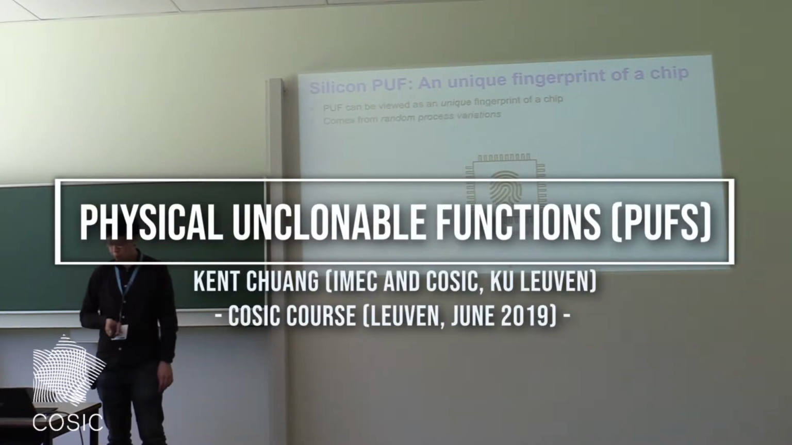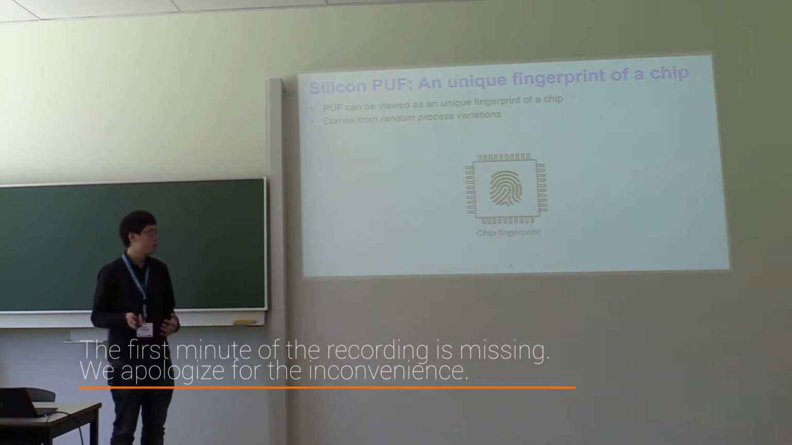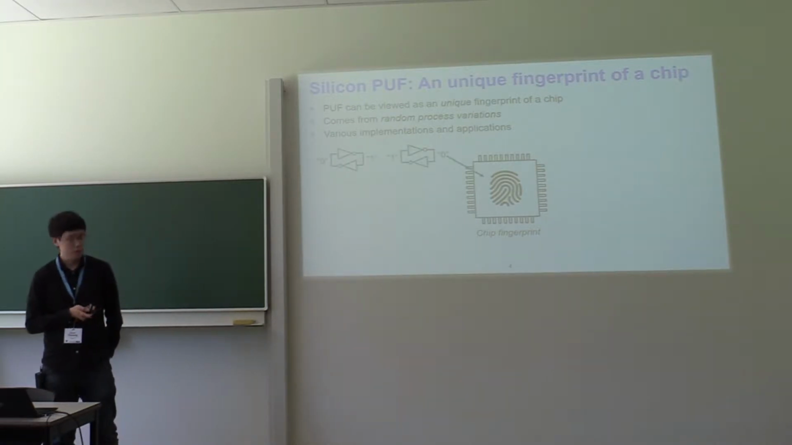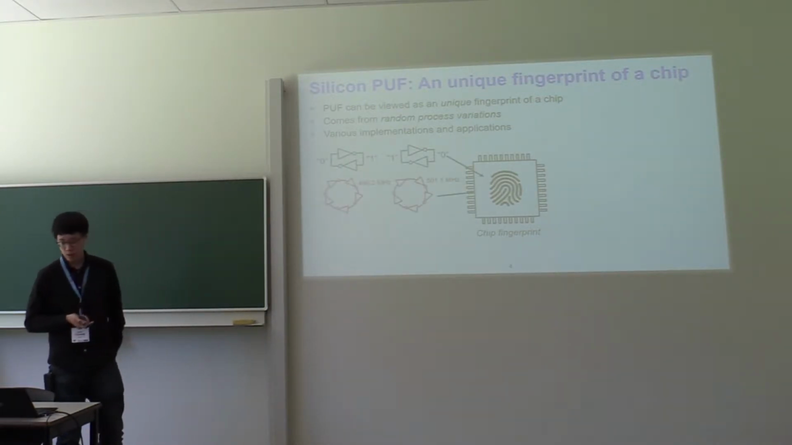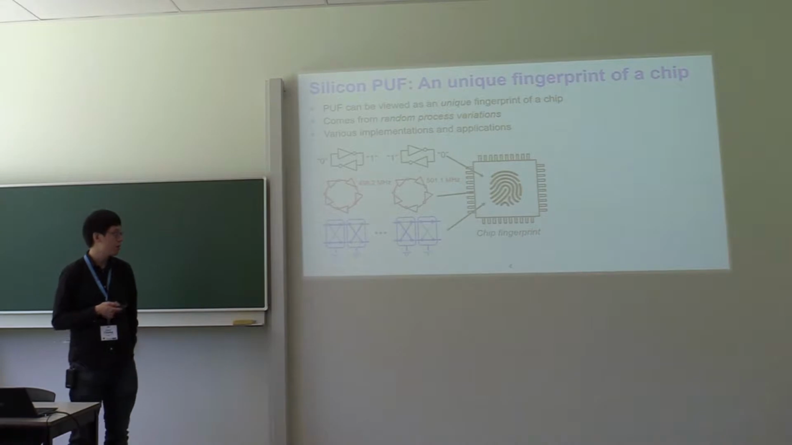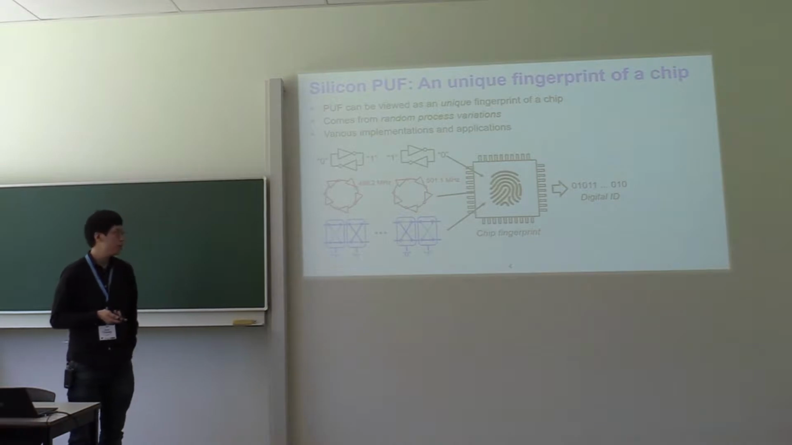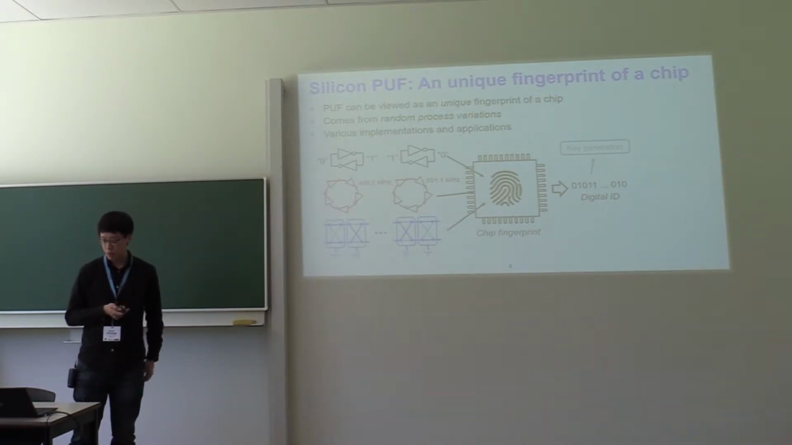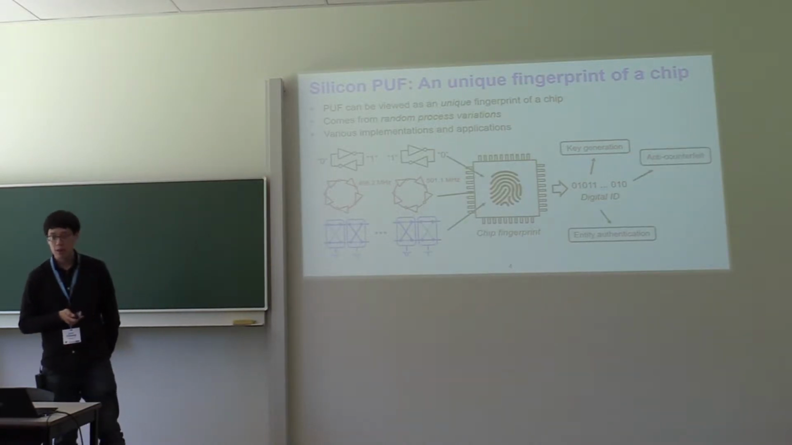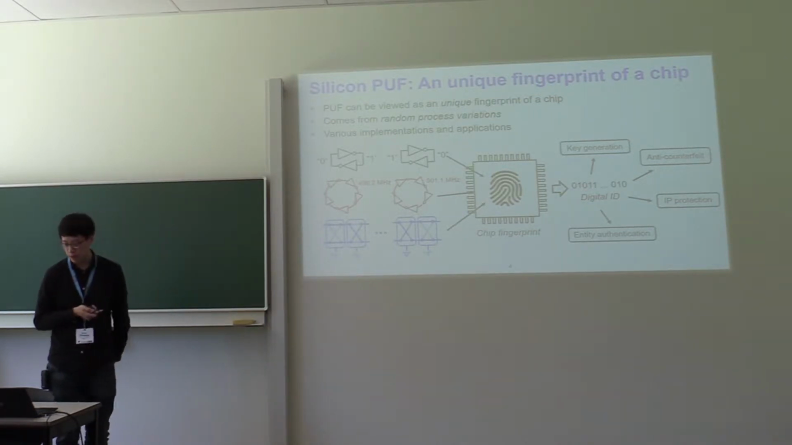And so these PUFs come from the process variation when you manufacture a chip. There are various implementations, so I will go through them later on, but I'll show you some examples here already. You can have SRAMs, ring oscillators, and delay elements which can be used to have PUF property on a chip. With these circuits, we can generate a digital ID out of the PUF. This digital ID can later be used for key generation, entity authentication, anti-counterfeiting, and some IP protection applications, and I will go through them later.